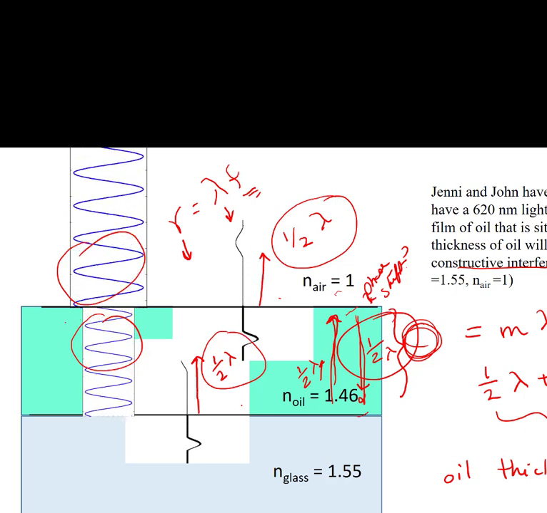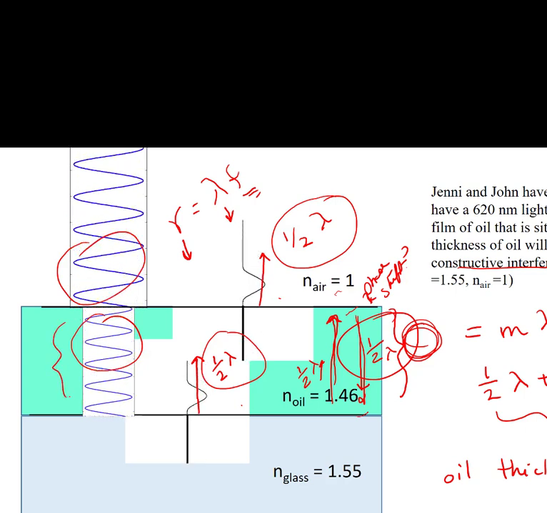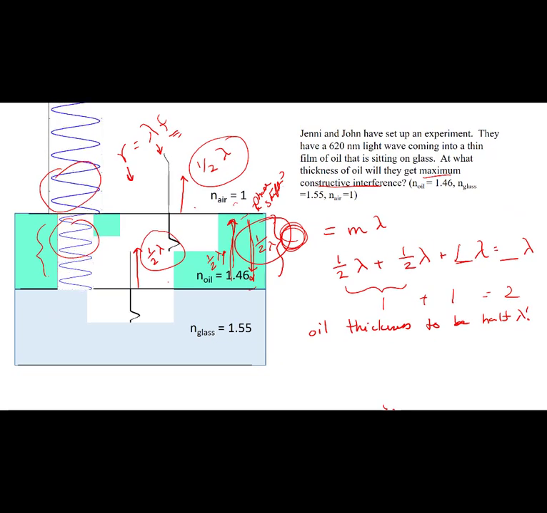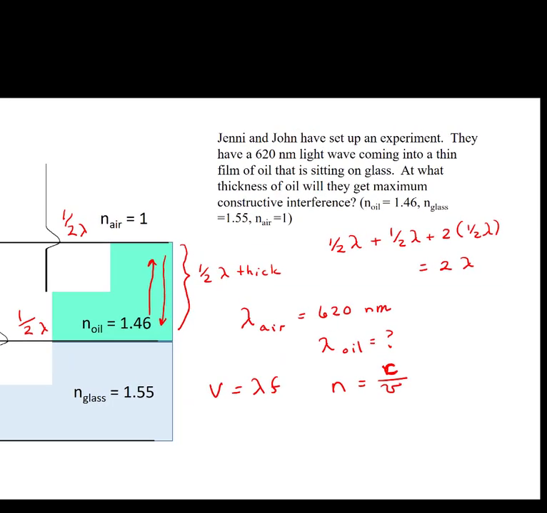We want half of the wavelength that it is in oil. So we have to figure out what the wavelength in oil is going to be. And I'm going to go the long route and do it the long way. We've got a half a wavelength shift from the reflection on the first surface. We've got a half a wavelength shift from the reflection on the second surface.